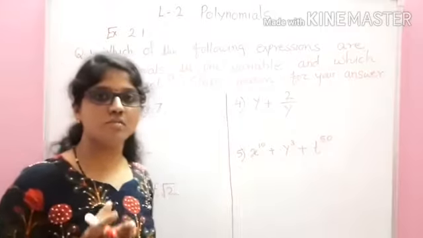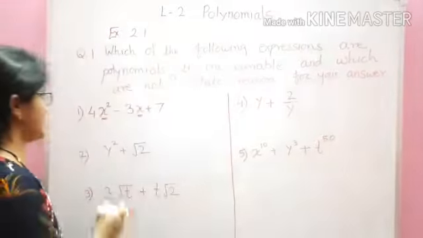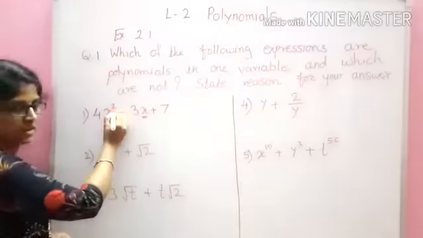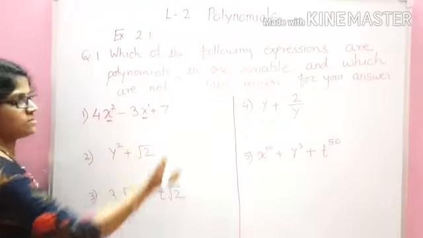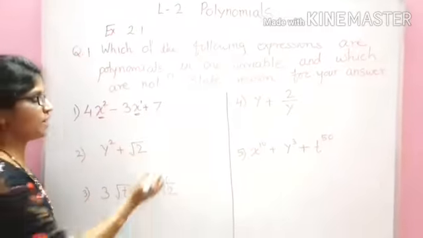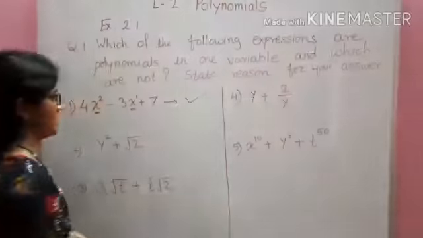Now you should observe the exponent of the variable. It is 2, means it is a whole number. Here nothing is there, means 1 is there. It is a whole number. So it is a polynomial.